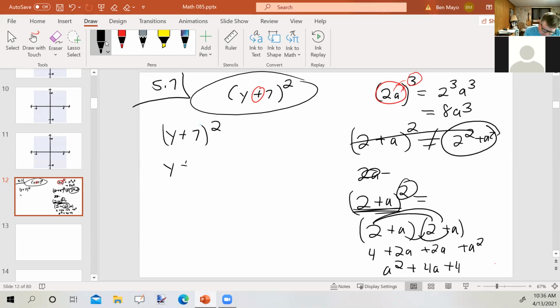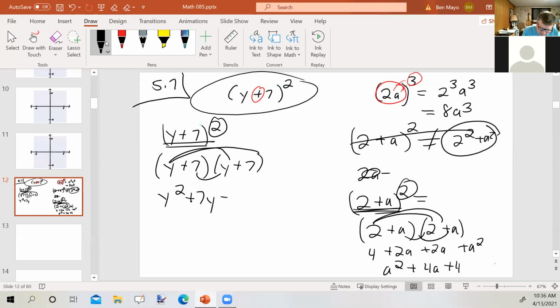So back to the original problem, y plus 7, the quantity squared. The next step is going to be y plus 7 times y plus 7. I have two factors of that base. Then I'm going to multiply the two factors together. So I get y times y is y squared. Y times 7 is 7y. 7 times y is 7y.